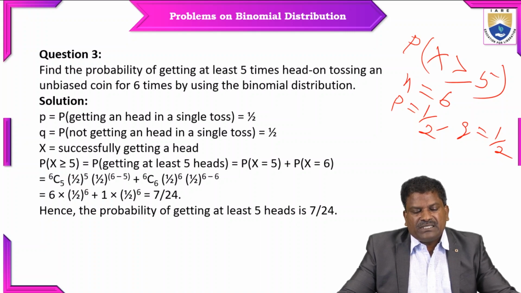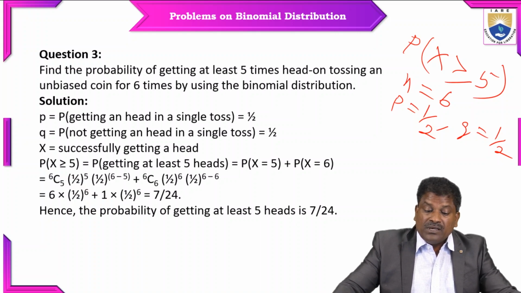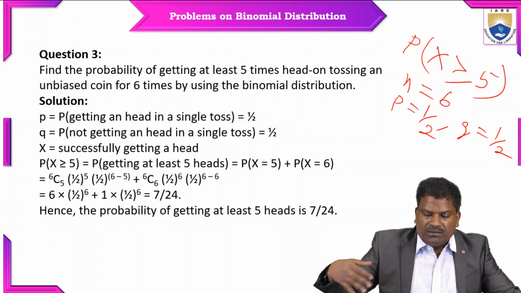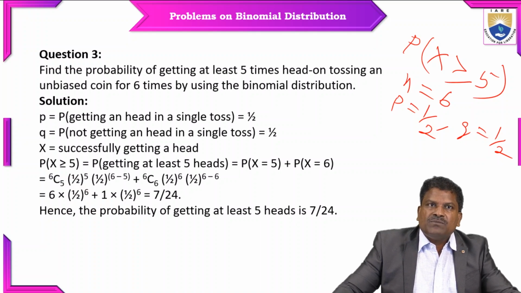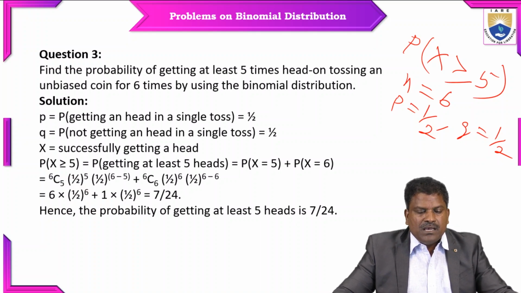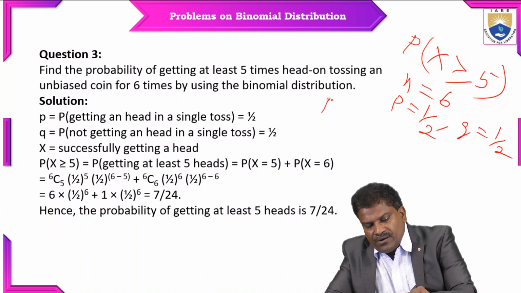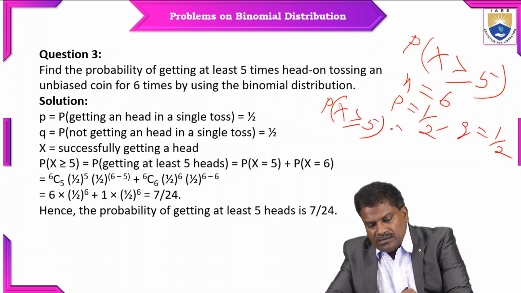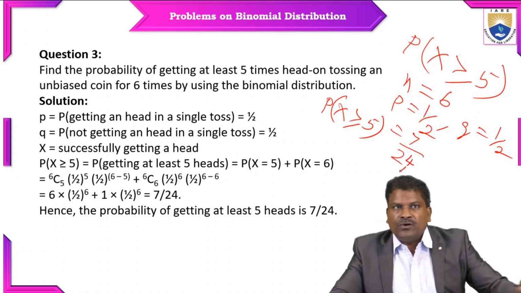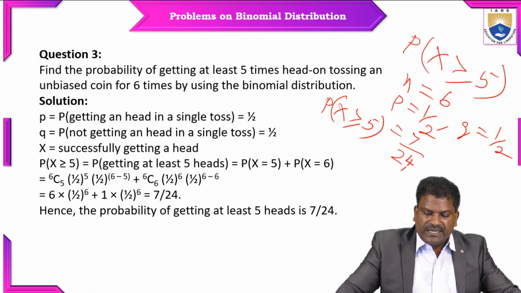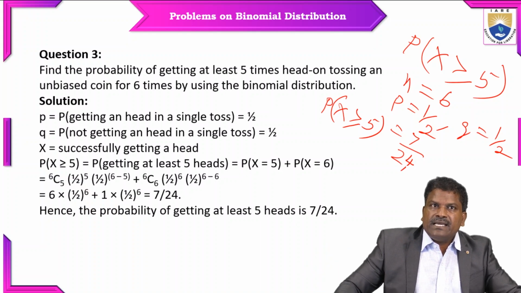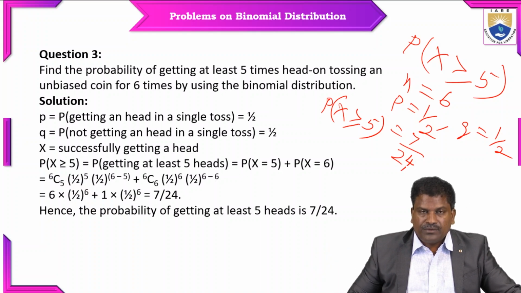So after simplification, their sum will become 7 by 24. It gives the probability for at least 5 times. The probability of at least 5 times, P of X greater than or equal to 5, is 7 by 24. Hence the probability of getting at least 5 heads is 7 by 24.